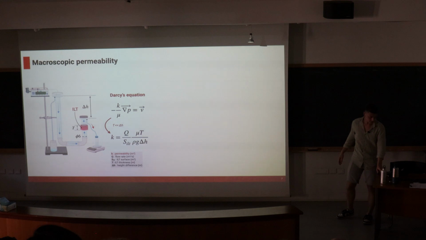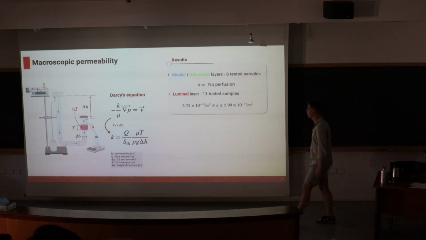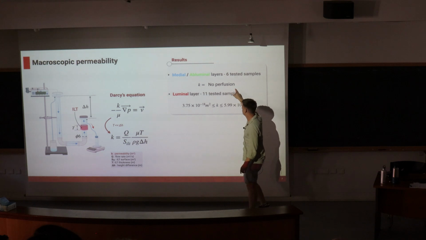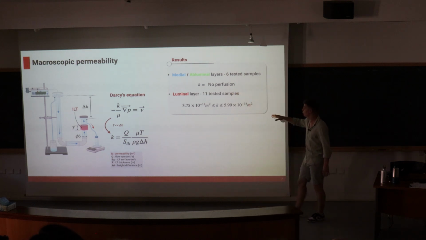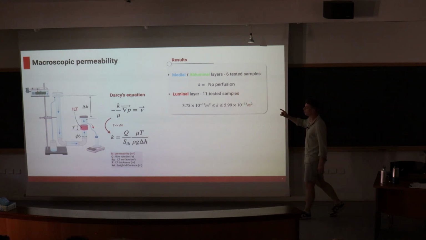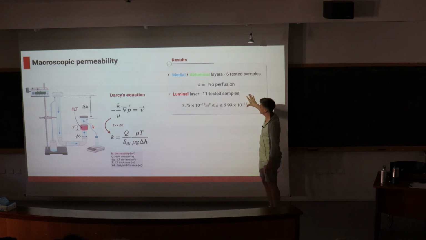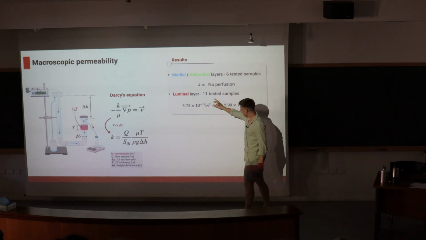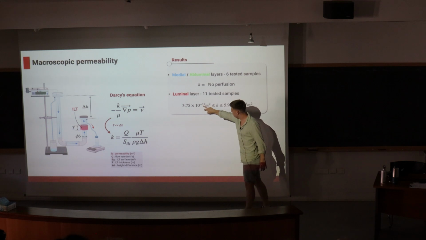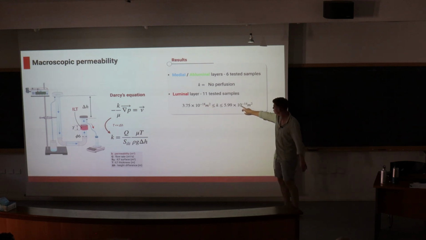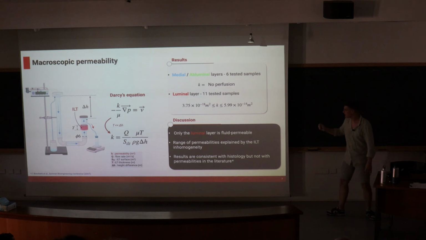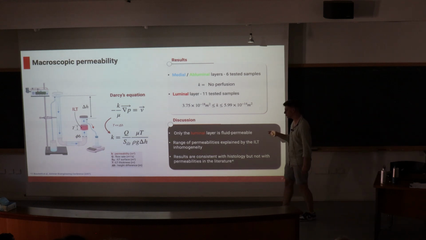We did this for the 3 different layers, and what we observed is very interesting: both the medial and abdominal layers were not fluid permeable, no perfusion, compared to the specific layer called the luminal layer, the one close to the blood, which shows a wide range of permeabilities between 10 to the power minus 18 and 10 to the power minus 14 meters squared. So it's very interesting that there is only one layer that is fluid permeable.